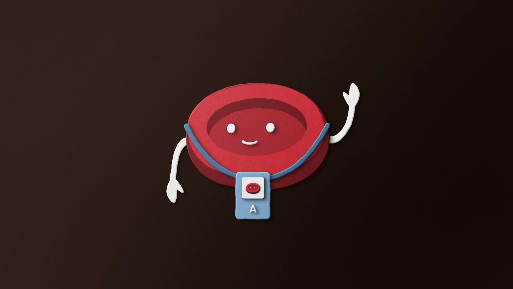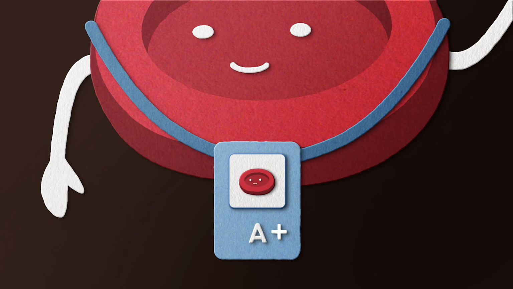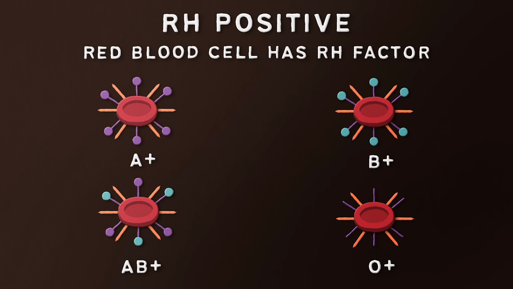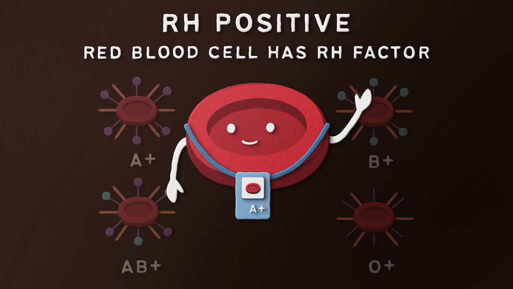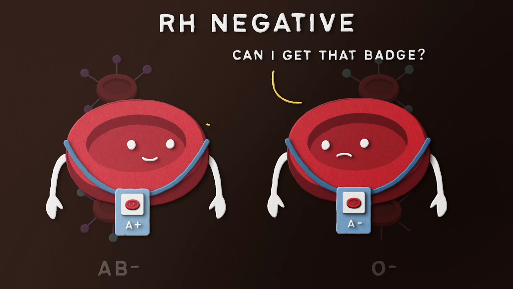Now let's add another layer. Apart from the ABO system, there is also the Rh factor, which is like an extra feature on your blood cells' ID card. It's either positive or negative. If your blood type is positive, it means your red blood cells have a special protein called the Rh factor. It's like having an extra badge on your blood cells. Now, if your blood type is negative, your red blood cells don't have this Rh protein, so no extra badge for these blood cells.